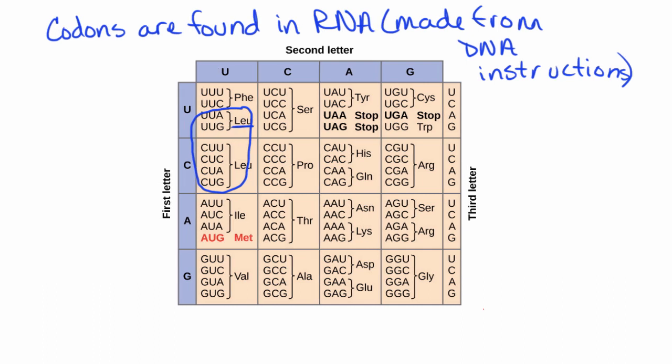So sometimes there are multiple codons that code for the same thing or have the same meaning, and then in other cases there might be just one of them that codes for a particular amino acid, and an example of that would be located right here. Okay, so that's our genetic code table.